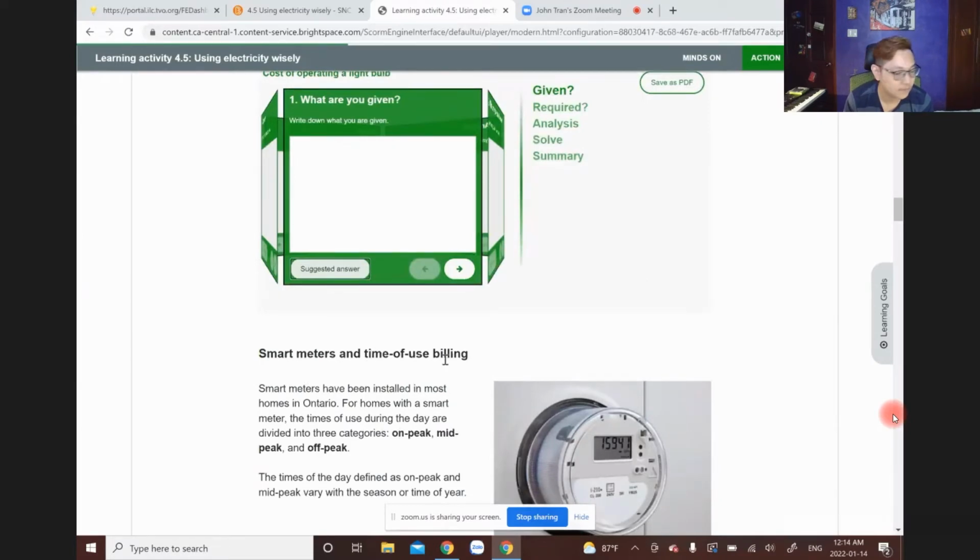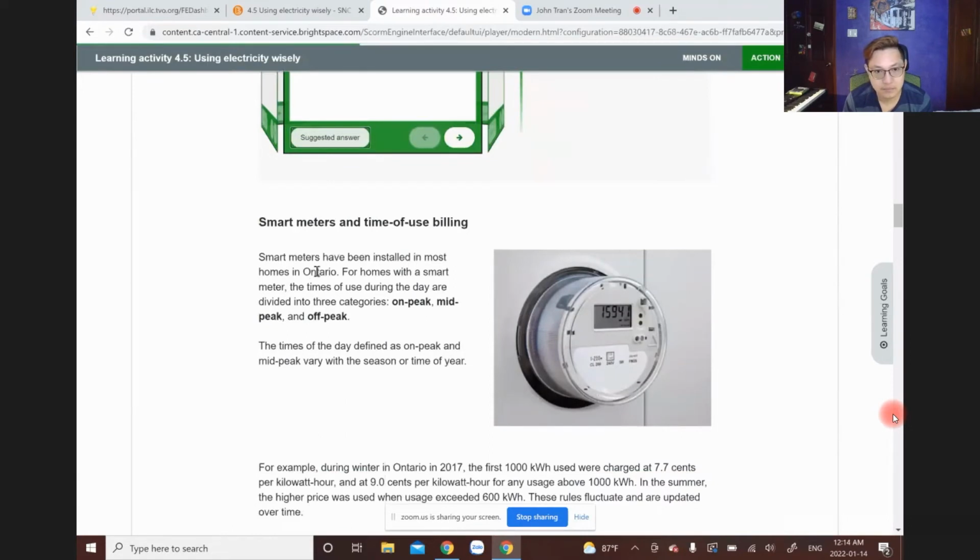Smart meter and time of use billing. Smart meters have been installed for... example, we're doing winter in Ontario in 2017. The first kilowatt user charge at 7.7 cents.